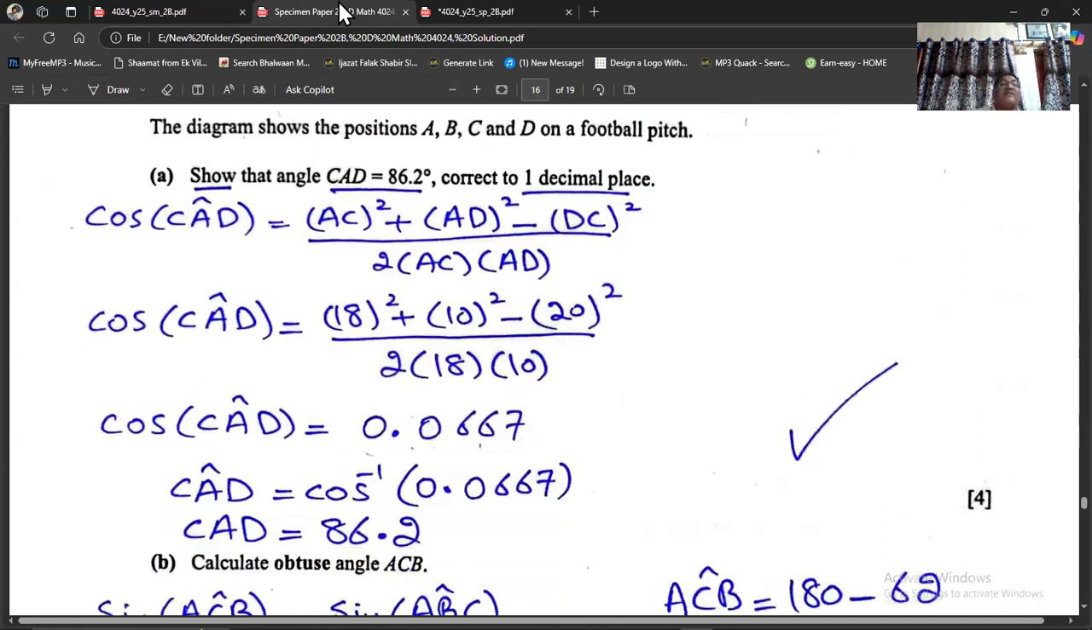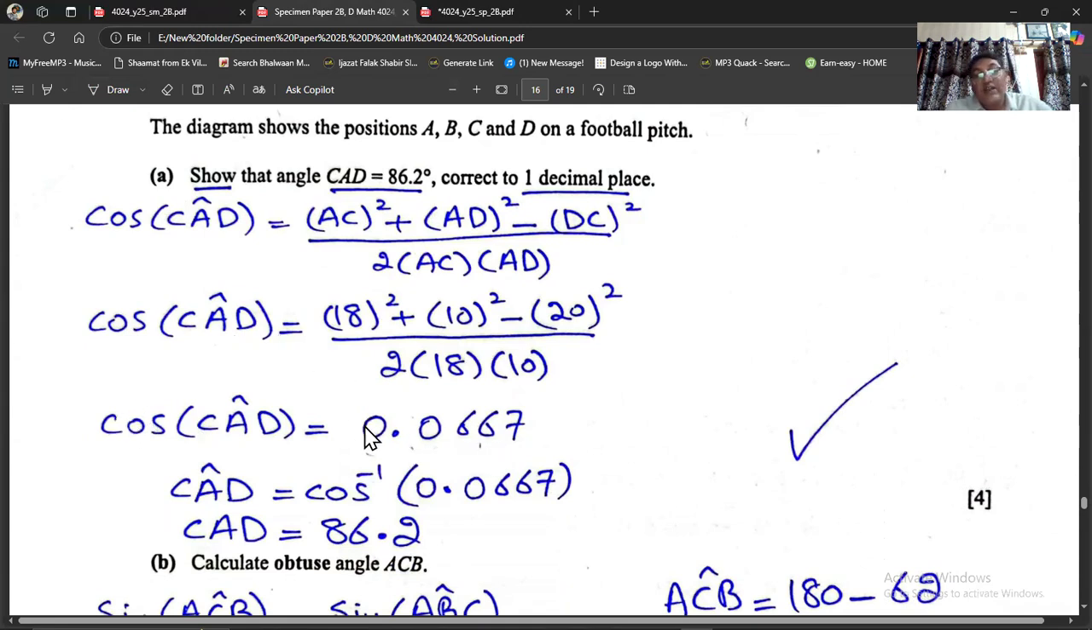So cos CAD will be equal to AC square plus AD square minus DC square, divided by 2 AC multiply AD. Just put the values. So we will have 18 square plus 10 square minus 20 square, and downstairs you will have 2 into 18 into 10. When you do this calculation in your calculator, you get 0.0667.